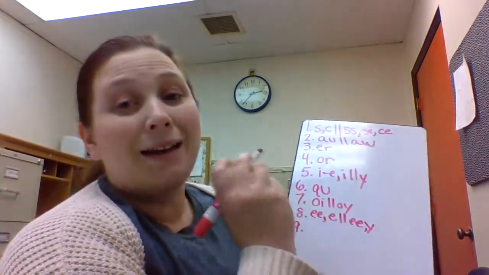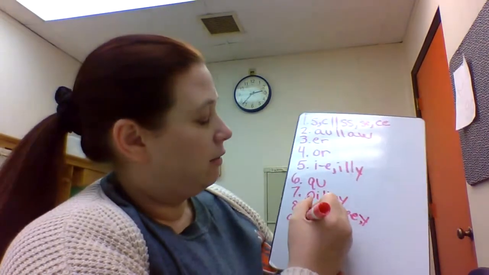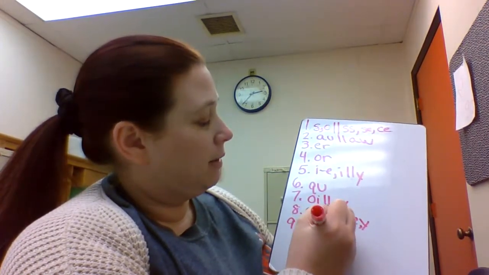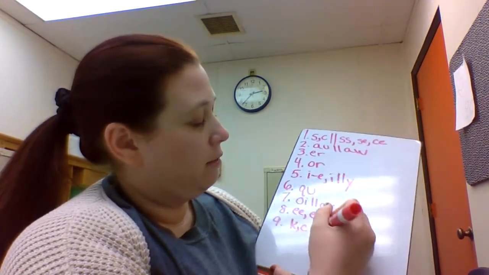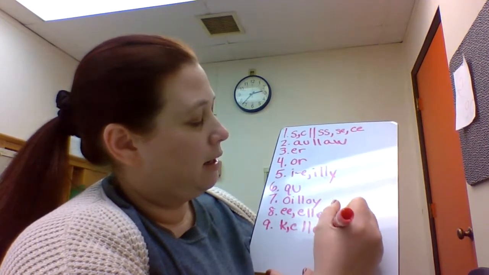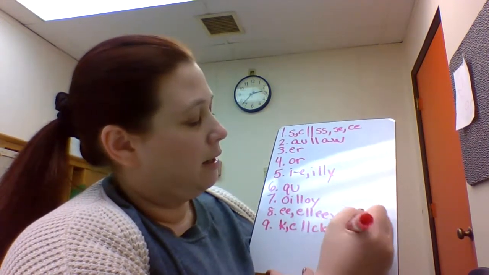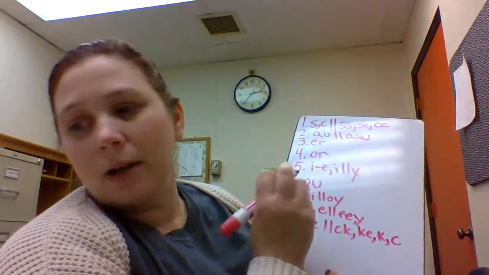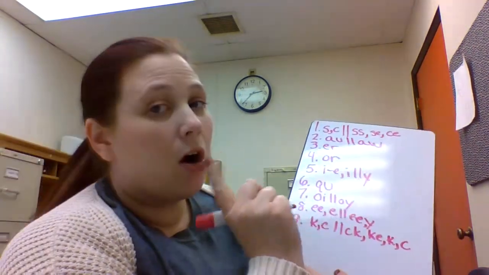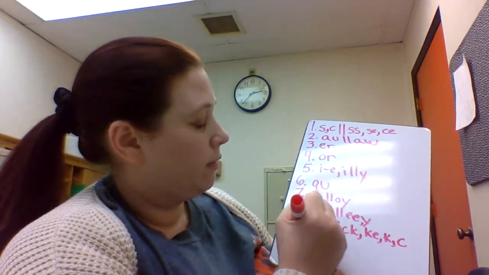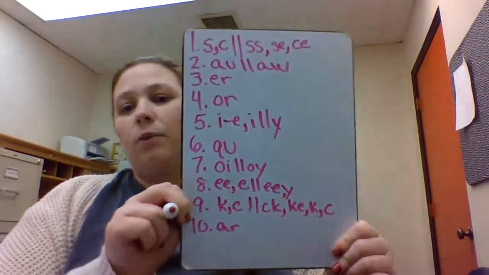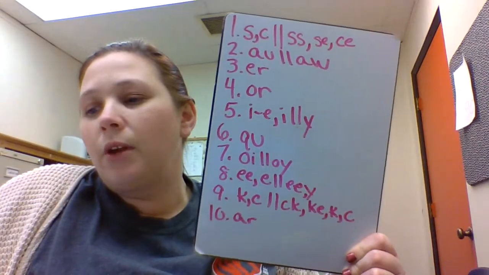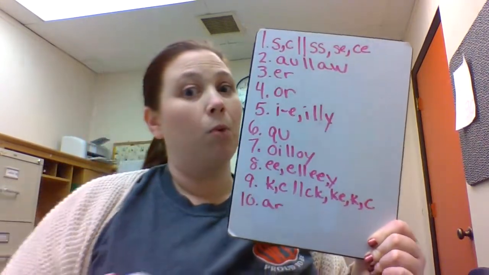Number 9 we have K, so that could be K, comma C, or as a final sound CK, KE, K, or C. That's it, right? And number 10, R, A-R. All right, make sure you have those 10 written down. We're going to move on to spell a couple of words.